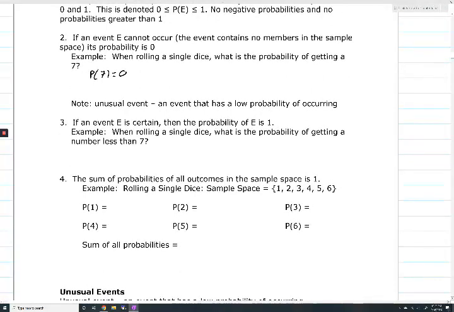Next, if an event is certain, that means the probability of that event is 1. So what is the probability of getting less than 7 in a 6-sided die? Well, that probability is 1 because every number on that dice is less than 7.